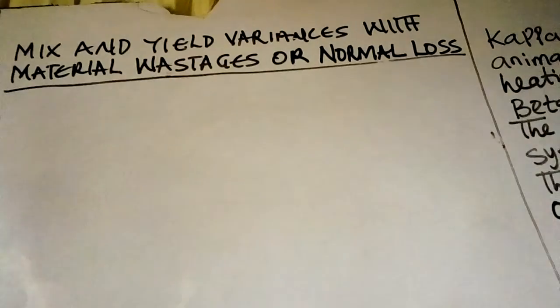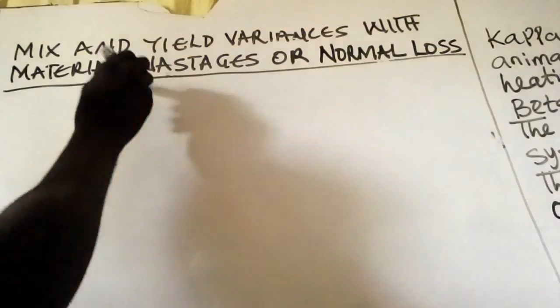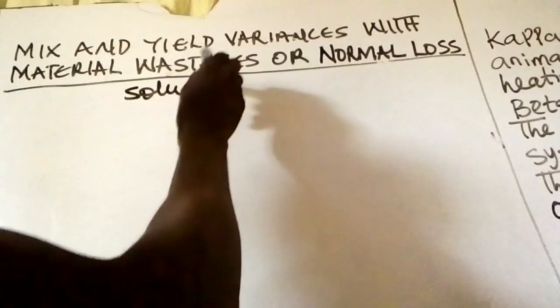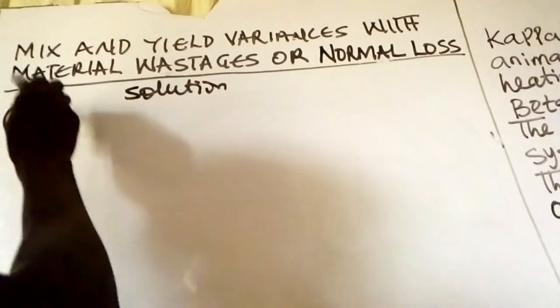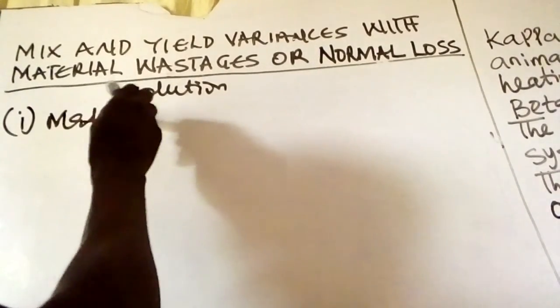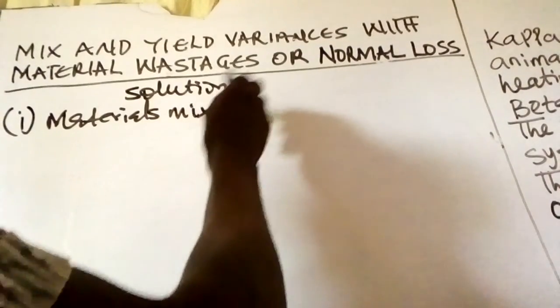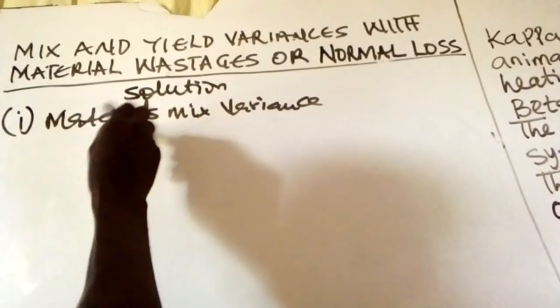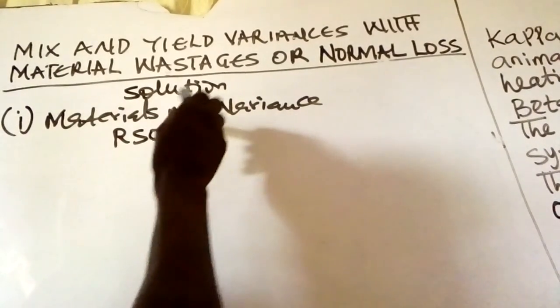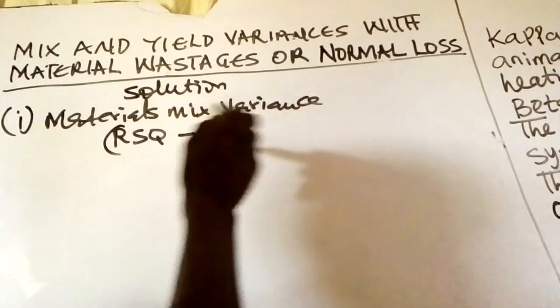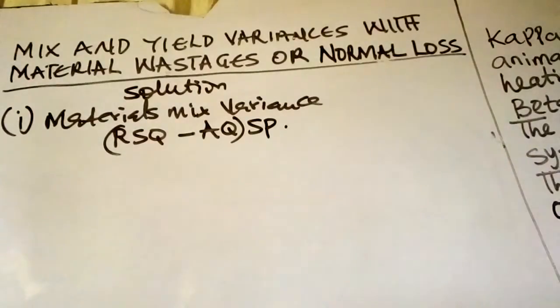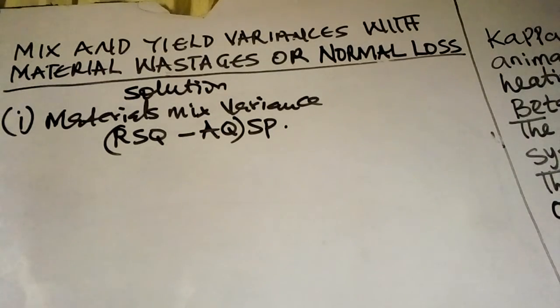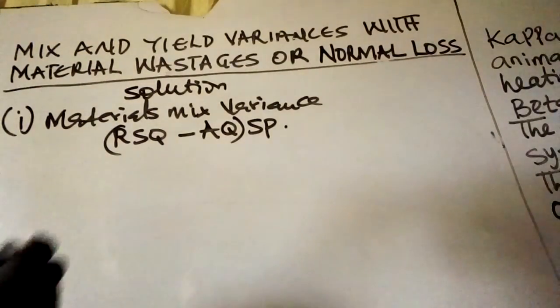I've told you that to calculate the material mix variance, solution 1: materials mix variance. I said it is equal to the revised standard quantity minus actual quantity, multiplied by the standard price.